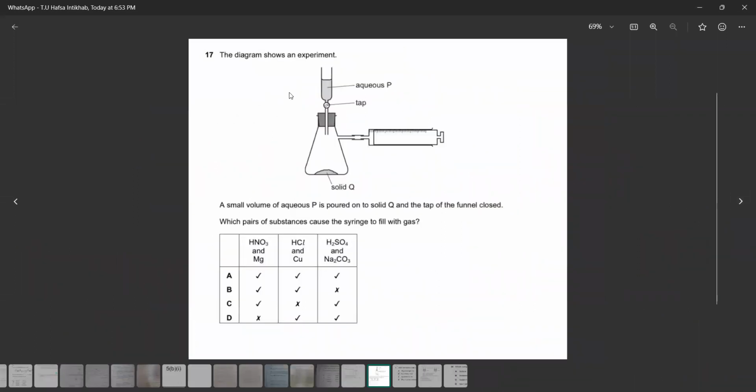The diagram shows an experiment. An aqueous solution P is there and a solid Q is there. A small volume of aqueous P is poured onto solid Q and the tap of the funnel is closed. Which pair of substances causes the syringe to be filled with a gas?